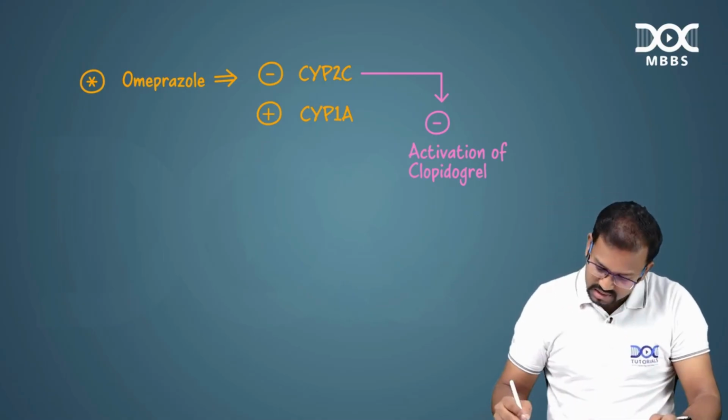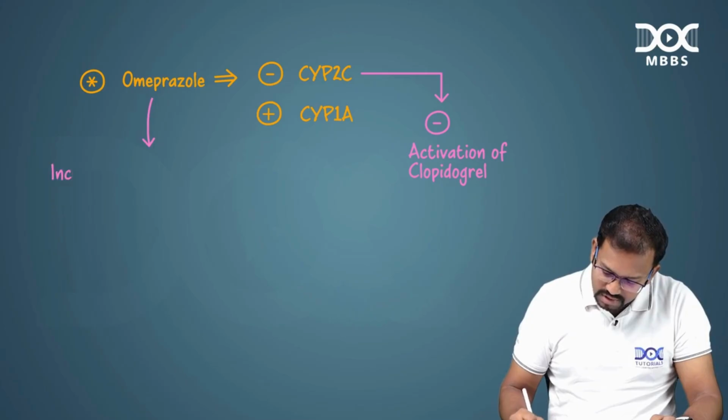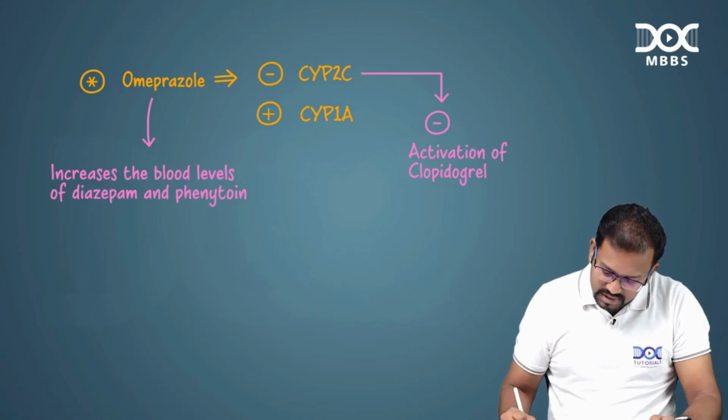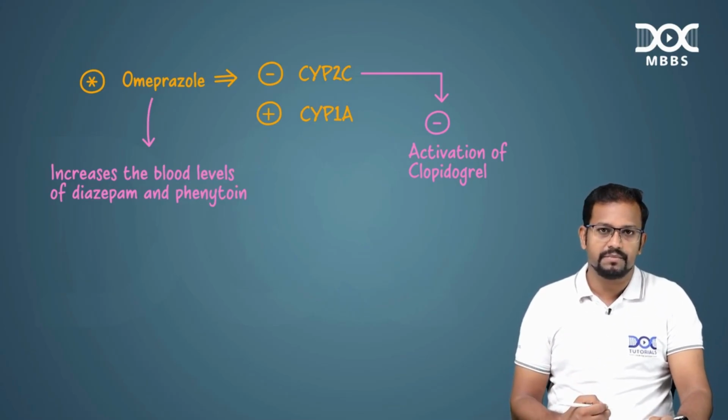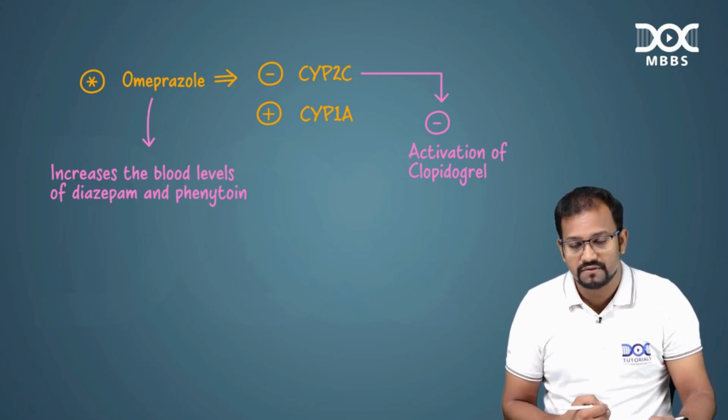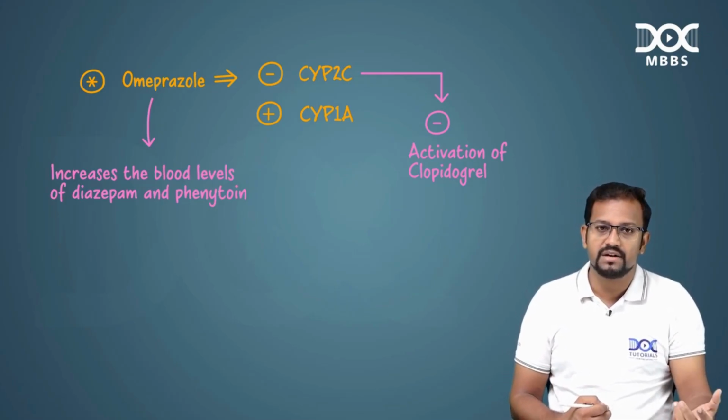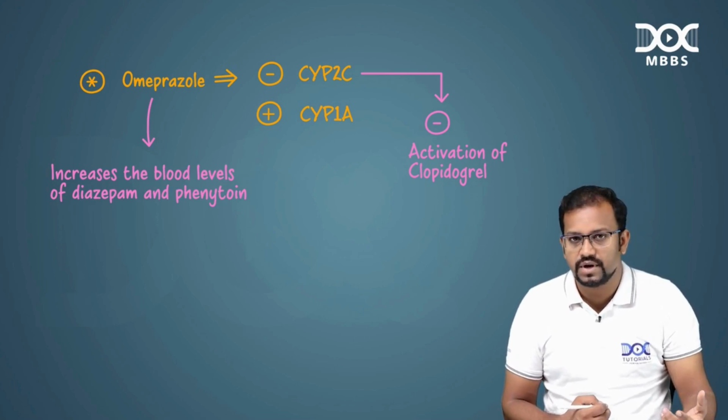The second important drug interaction: omeprazole also tends to increase the levels of diazepam and phenytoin. It increases the blood levels of diazepam and phenytoin because of the same cytochrome P2C inhibition. Because of that, drug metabolism is affected, leading to possible increased toxicity of diazepam and phenytoin in those patients.